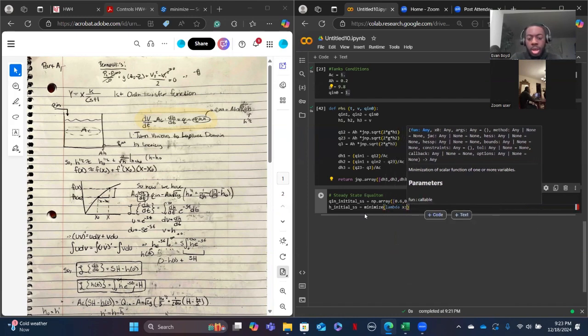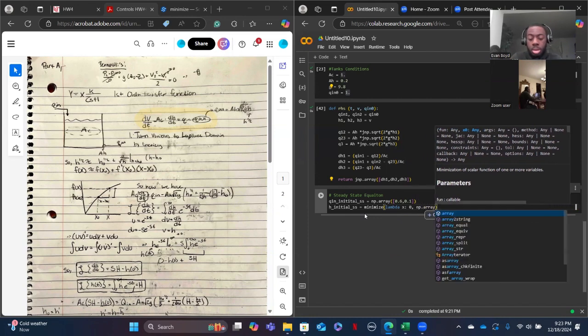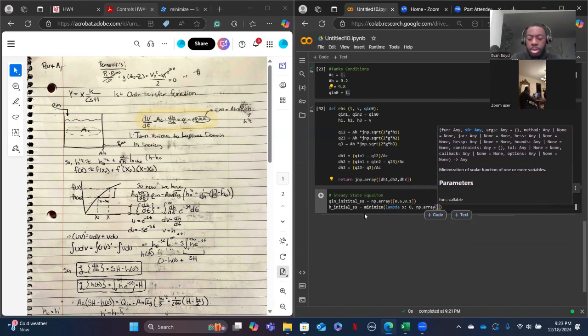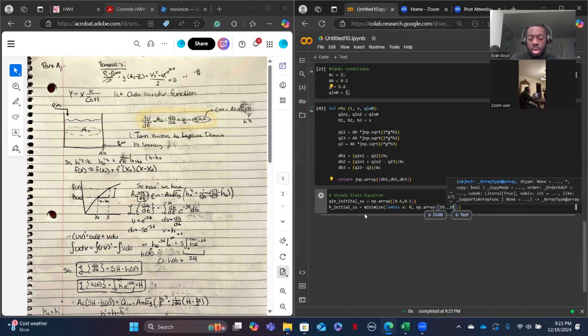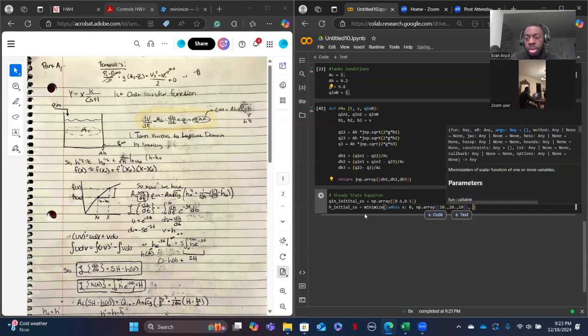And then this would be with respect to x. And then x would be zero. We have our initial guesses, so this would be np.array, and this represents it as 10, 10, and 10. Okay. Next, we will do our constraints.